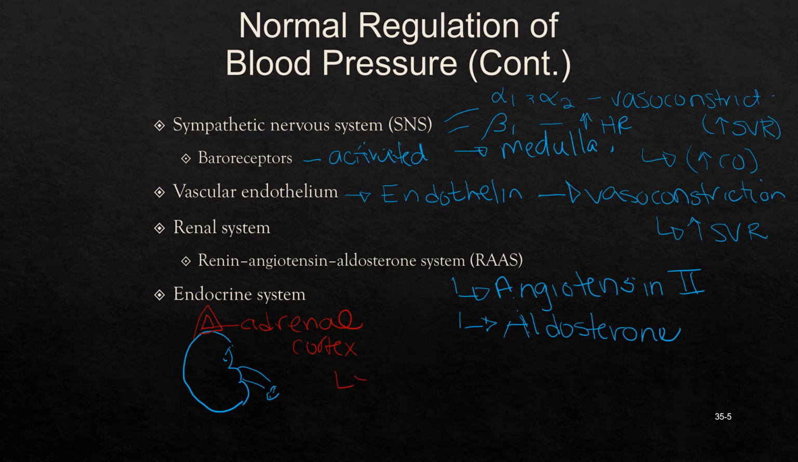And aldosterone, we just established, retains sodium and water and ultimately increases the blood volume. And so what triggers or what stimulates this release of the aldosterone is often the release of angiotensin 2.